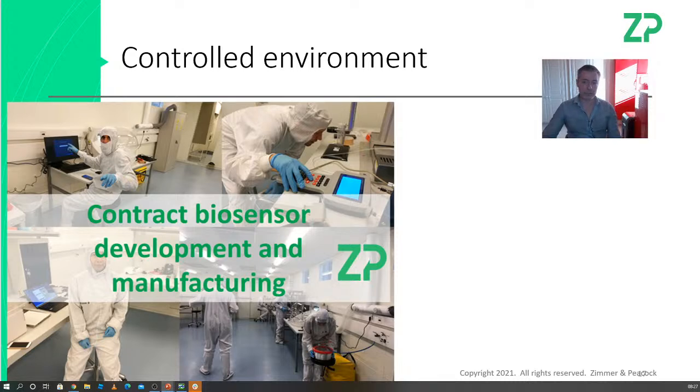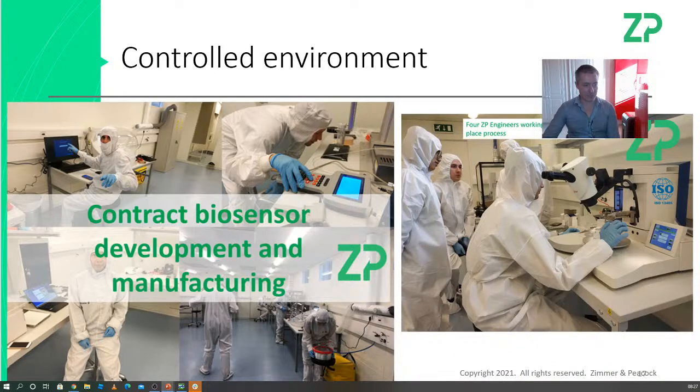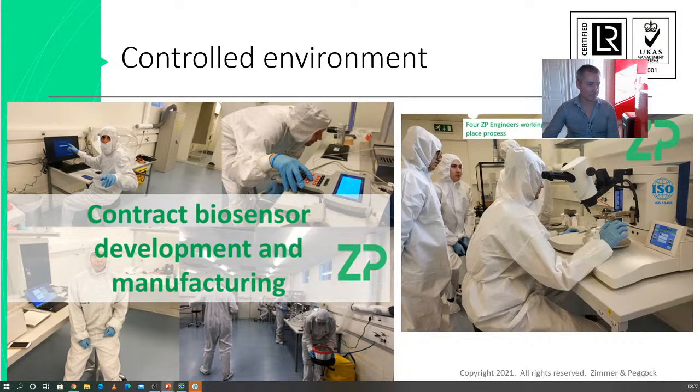But in order to make a good biosensor, you need a controlled environment. If you haven't got a controlled environment, you can still do it, it will just affect your reproducibility. And this is the kind of environment and controls that we use in order to make biosensors that are not contaminated in any way. And we are ISO 13485.